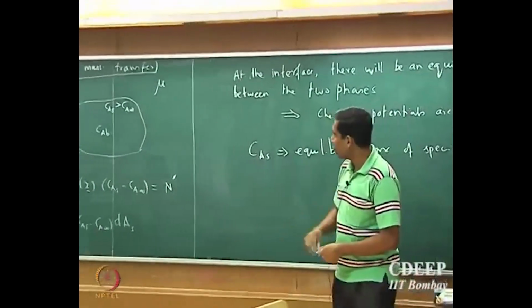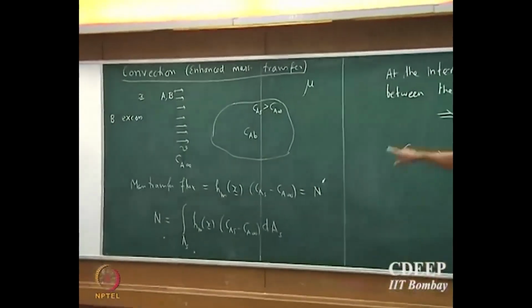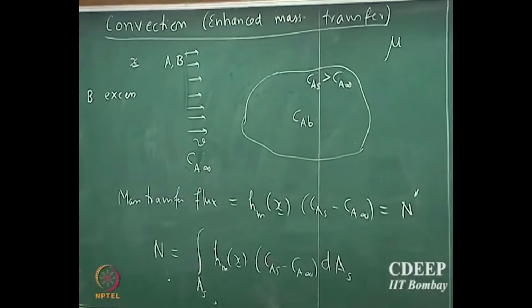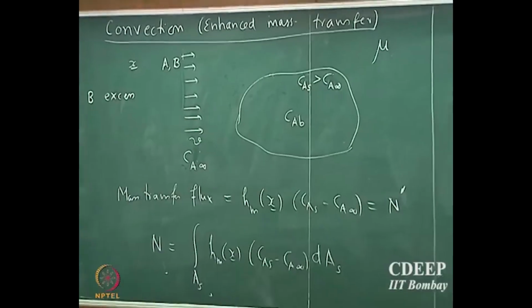So right now what we will do for the rest of the convection topic is that we will assume that we know how to measure the interface concentration CAS, and we will assume that the concentration gradient is CAS minus CA infinity, and in fact that's the correct concentration gradient. Okay.